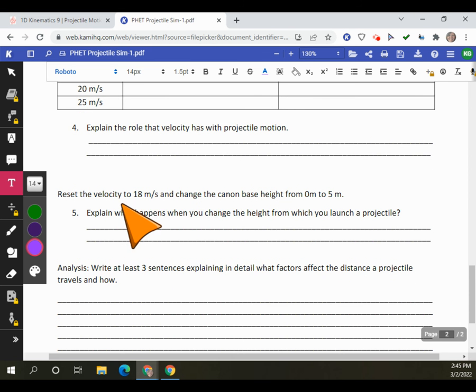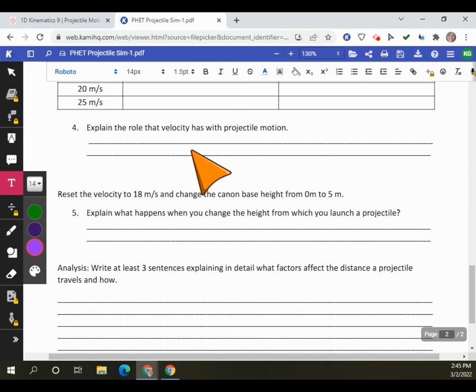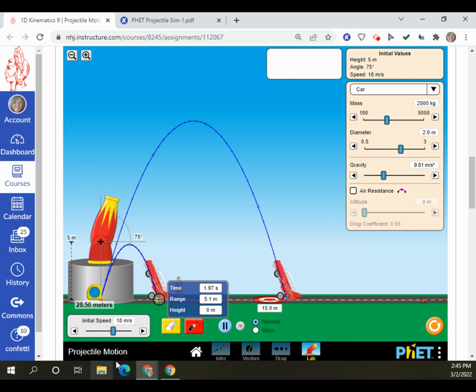And it says reset the velocity to 18 meters per second and change the cannon base height from 0 meters to 5 meters. All right, so we'll follow these instructions. This is what you're going to do. 18 meters per second, and we want to change the base height from 0 meters to 5 meters. Okay, and what else did it tell us to do? All right, let's see what happens. Just fire it.